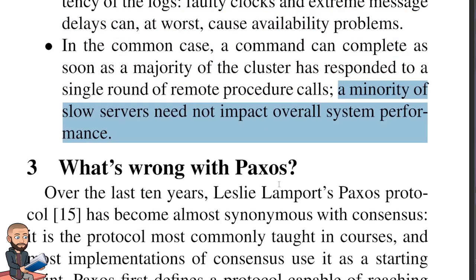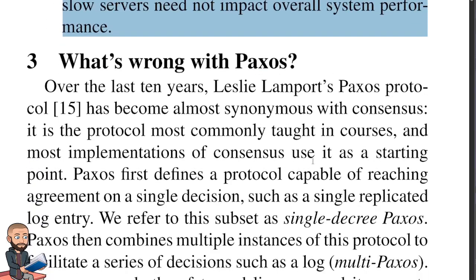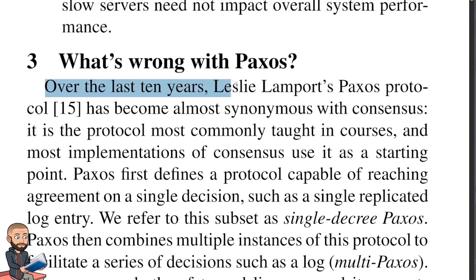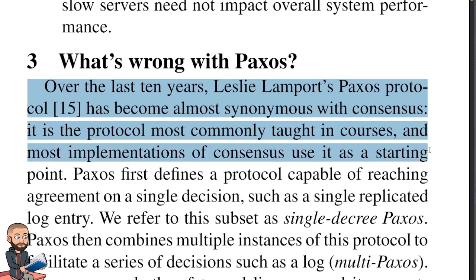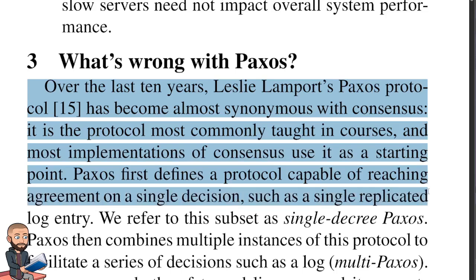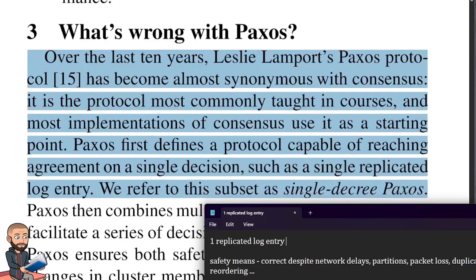So what's wrong with Paxos? And please don't tell me it's difficult to learn. Over the last 10 years, Leslie Lamport's Paxos protocol has become almost synonymous with consensus. It is the protocol most commonly taught in courses, and most implementations of consensus use it as a starting point. Paxos first defines a protocol capable of reaching agreement on a single decision, such as a single replicated log entry. Alright, I think that's a big deal.